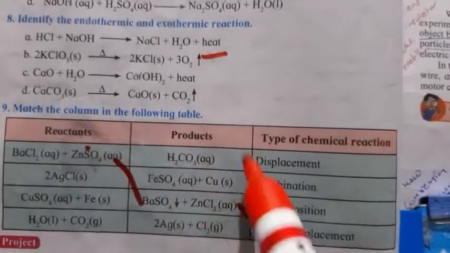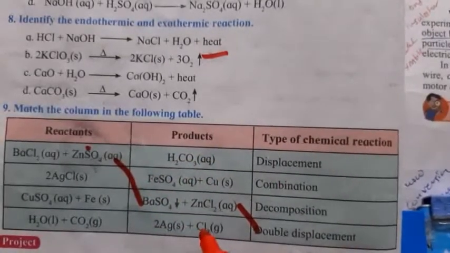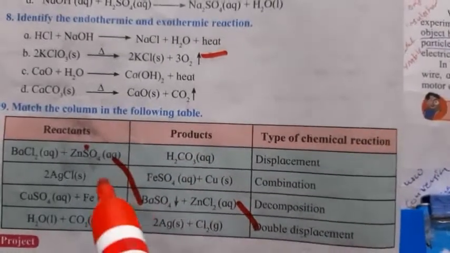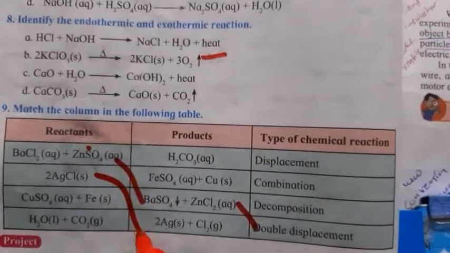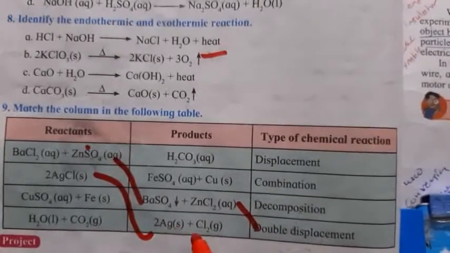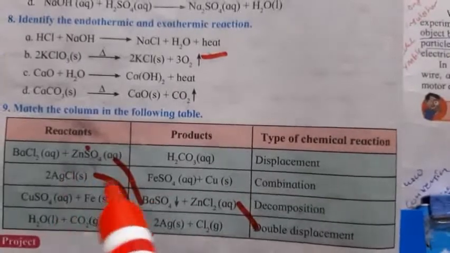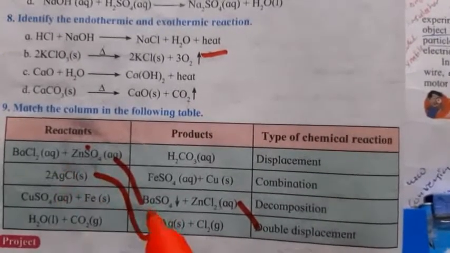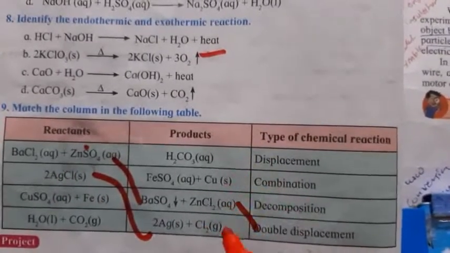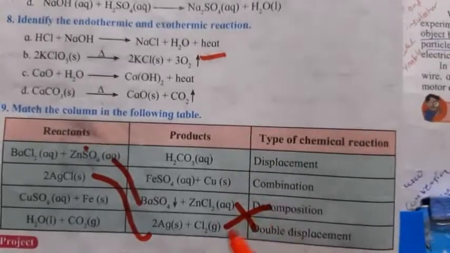Next is AgCl. The product from this will be, just check this reaction, this contains only Ag and Cl. So the products are these. AgCl is divided into Ag and Cl2, means a single reactant is divided into two products. So this will be decomposition.